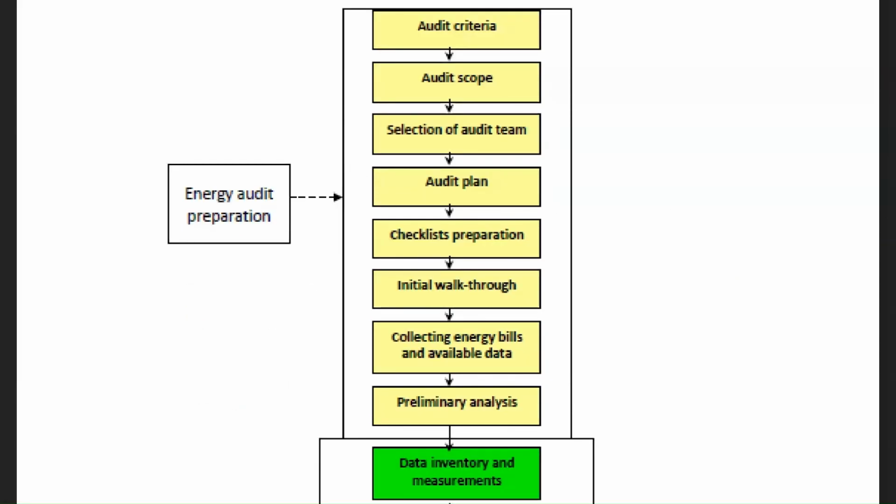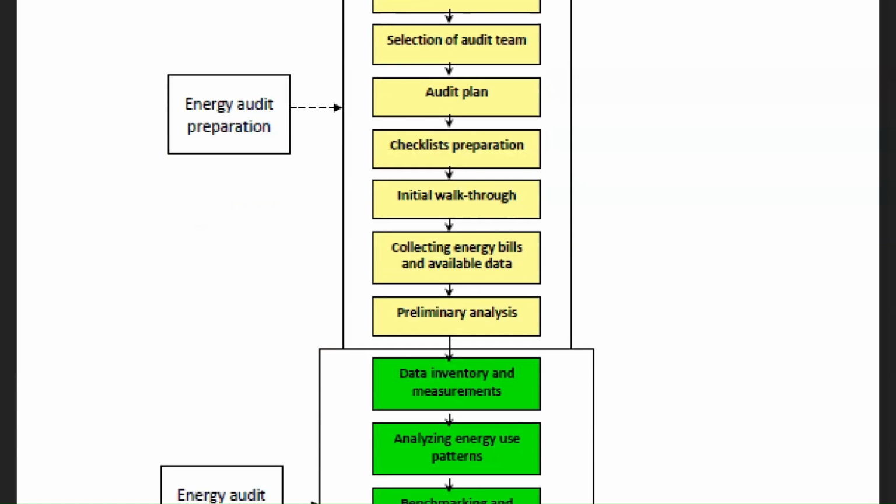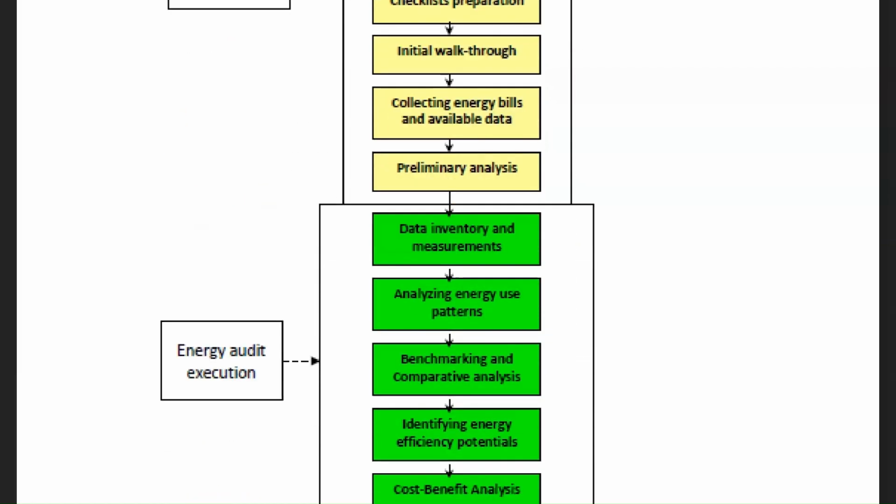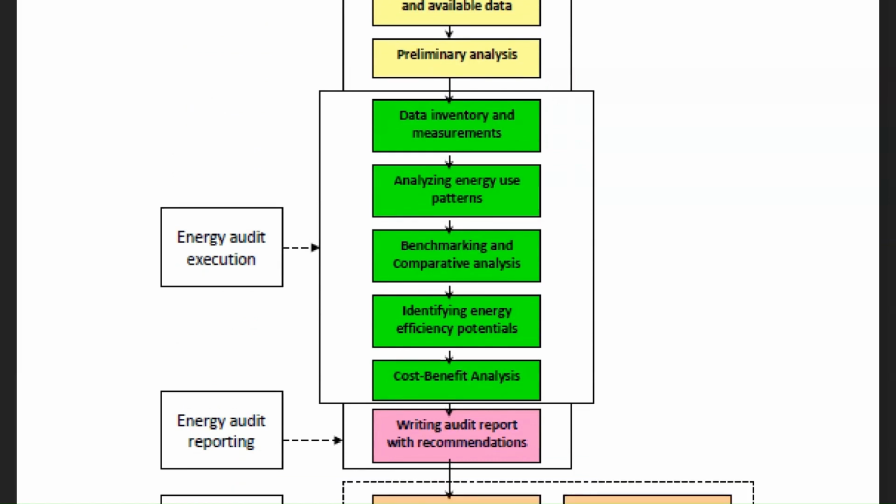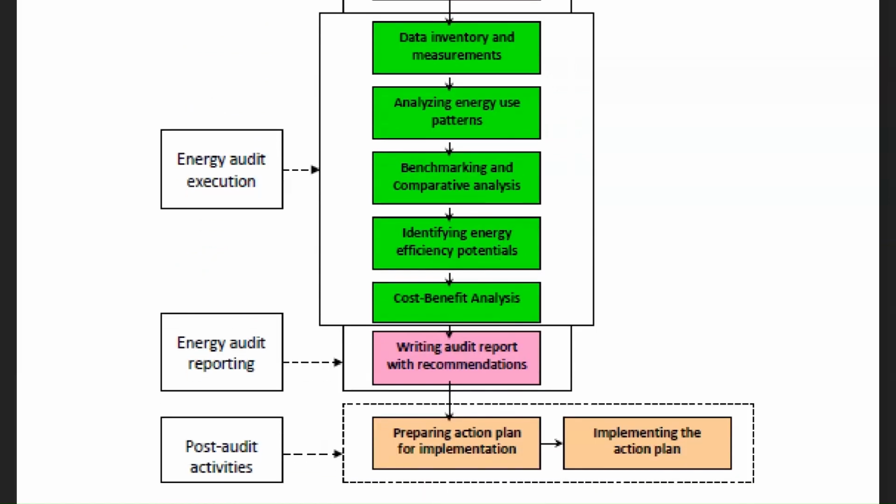So in this block diagram, various blocks are there related to the energy audit preparation, in which the audit criteria, scope, selection of the audit team, audit plan, checklist preparation, initial walkthrough, collecting the energy bills, and preliminary analysis are done. Although we will study all these blocks in detail in the coming topics. So this is just the introduction of this block diagram. Okay. So next is the energy audit execution. So it also includes various blocks. So these blocks are the data, inventory, and measurement.